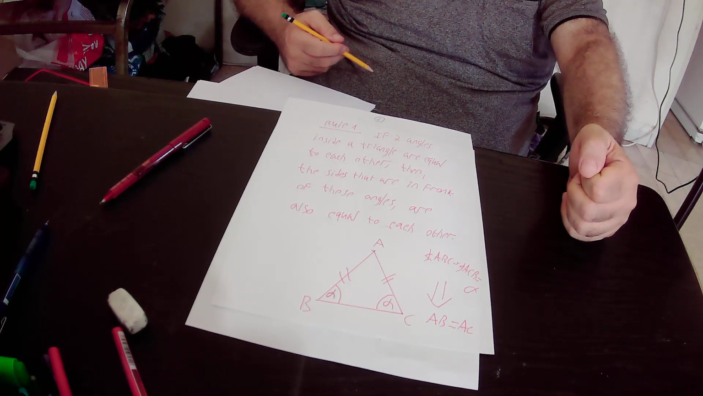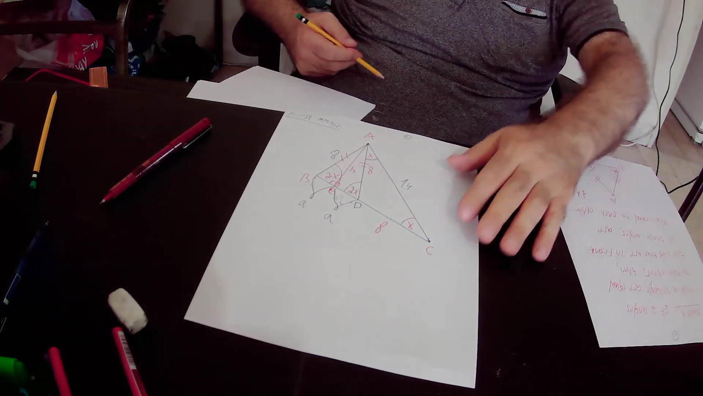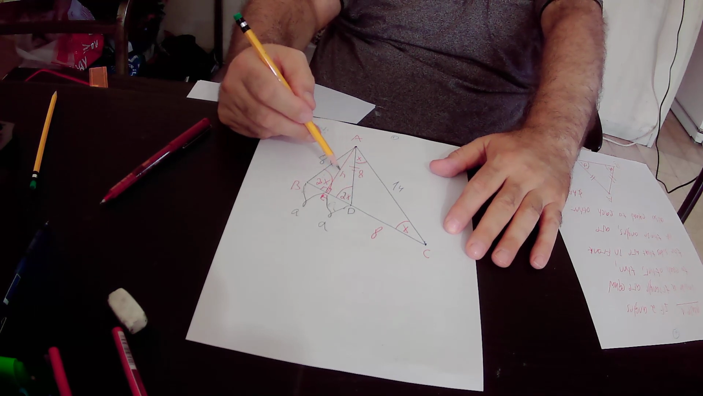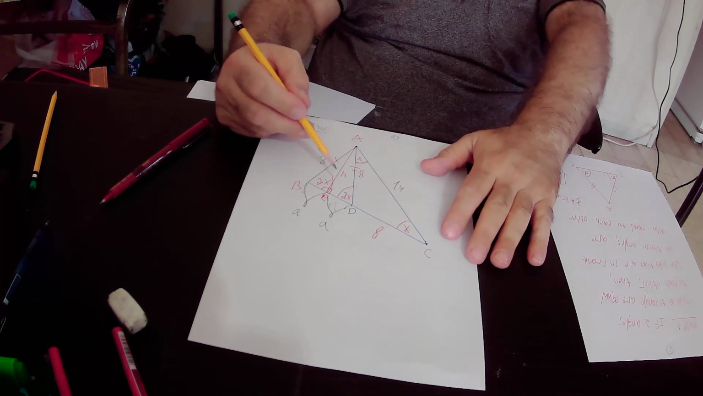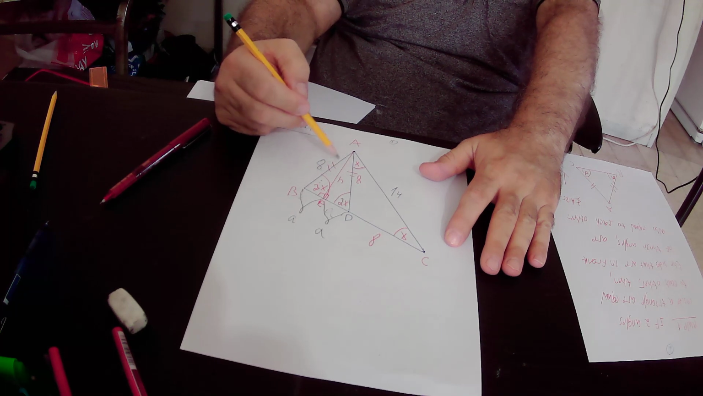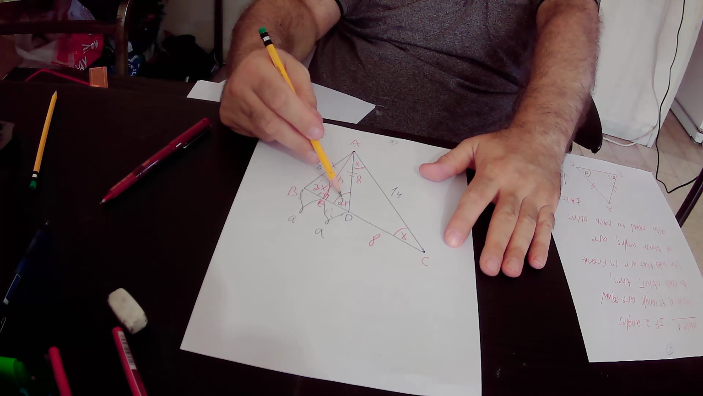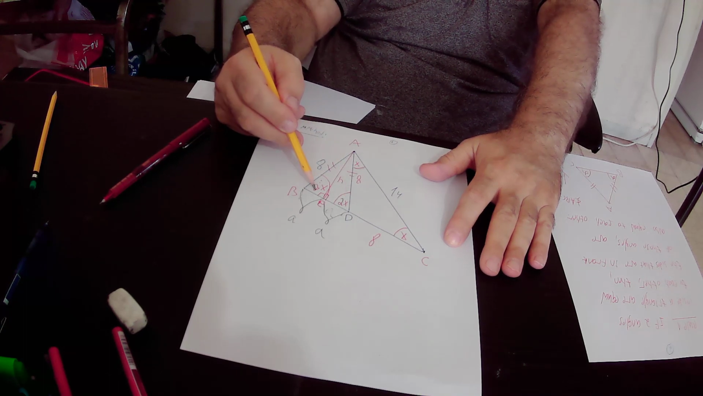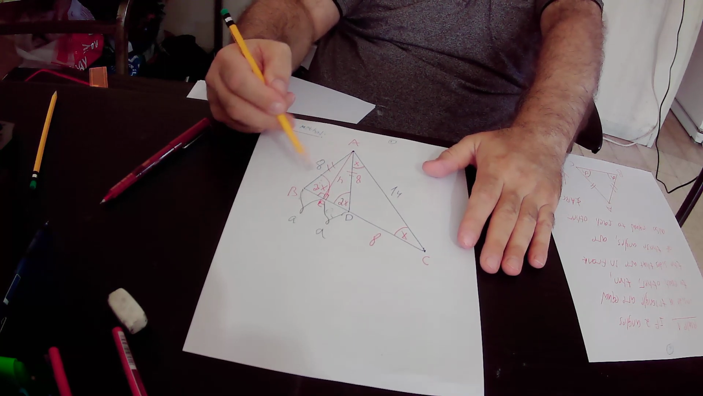And we can implement rule number one in our triangle. In triangle ABD we have two angles that are equal to each other. They both equal 2x. Therefore, the sides that are in front of the equal angles also will be equal to each other. That is to say, the side in front of angle 2x is AB, and the side in front of this angle 2x is AD. So according to rule number one, AB equals AD.